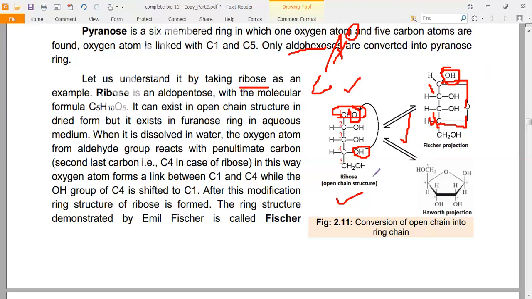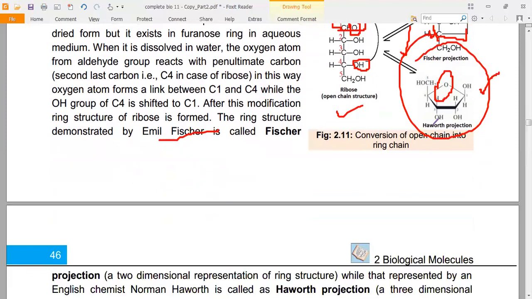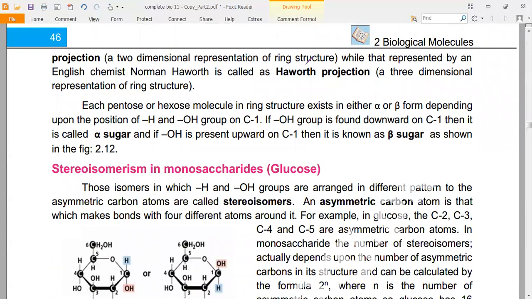This is called the Fischer projection, because Emil Fischer demonstrated this structure. When we talk about the three-dimensional structure of this, that is called the Haworth projection. So this oxygen comes in the center, and from here OH1 is there. This all will be written like this: OH will be down, this OH will be down, and this H, then CH2 and OH will be written here. If we talk about the two-dimensional projection, it is called the Fischer projection, and the three-dimensional one is the Haworth projection.